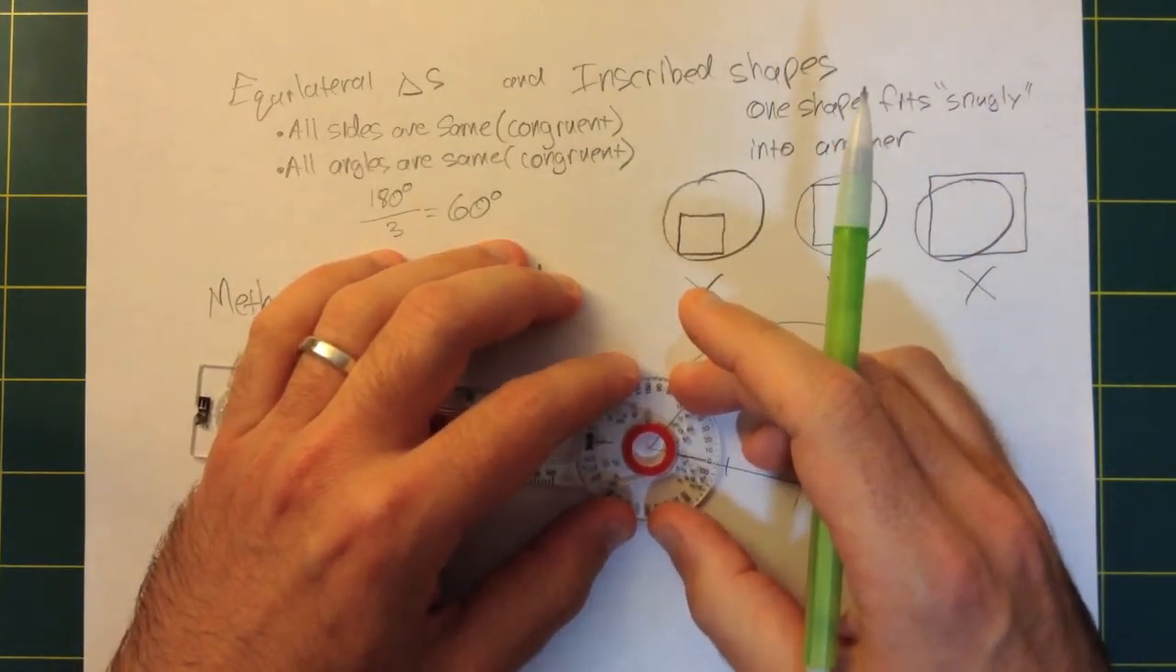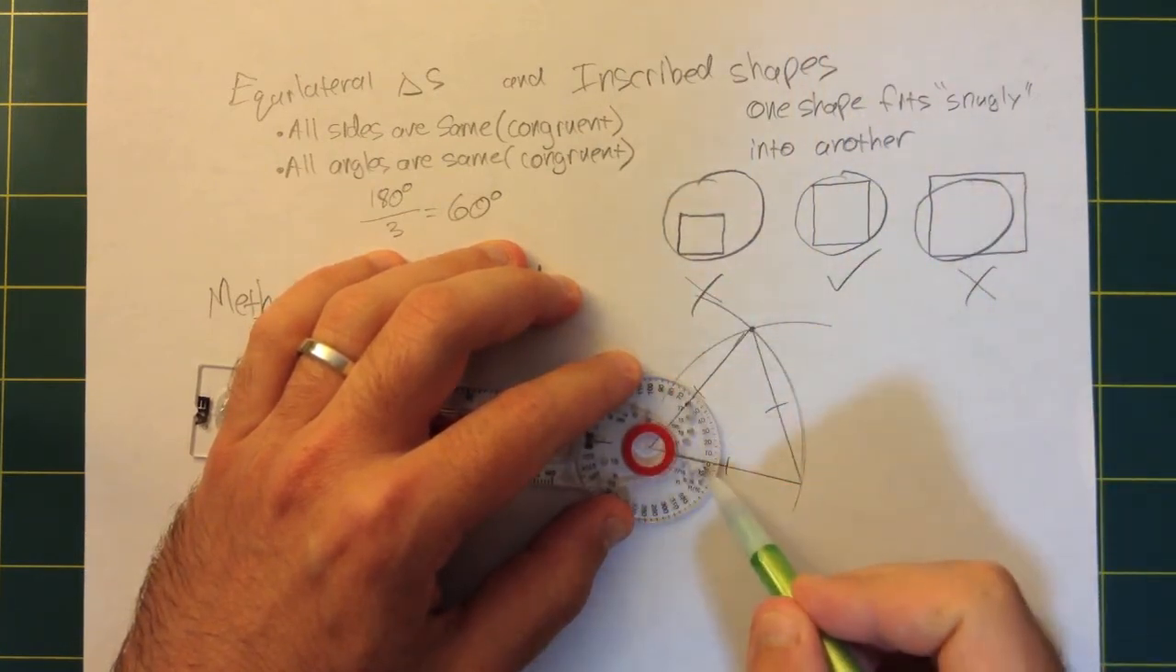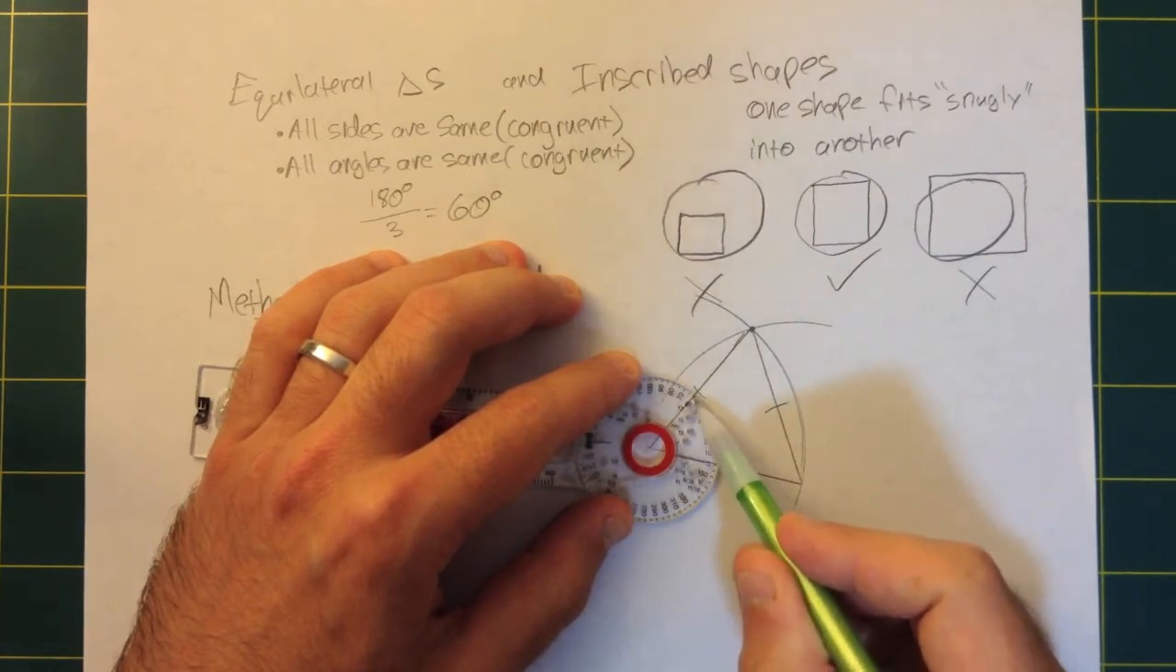Put the compass here and use the protractor part of it. So I'm centered at that angle. There's 0 degrees, 10, 20, 30, 40, 50, 60 degrees. Perfect.